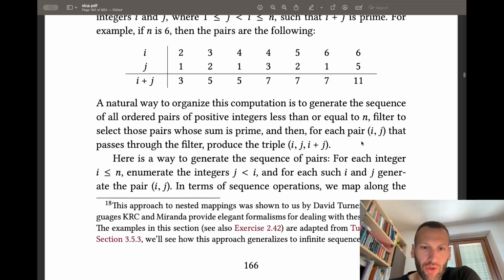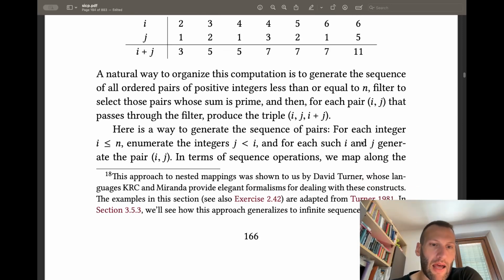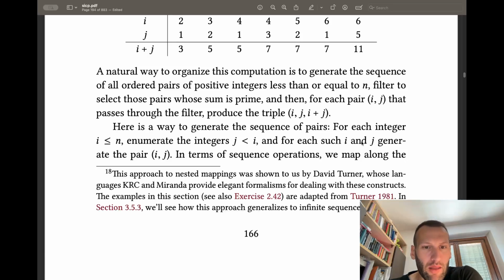Here is a way to generate the sequence of pairs. For each integer i smaller than n, enumerate the integers j smaller than i, and for each such i and j, generate the pair i, j.